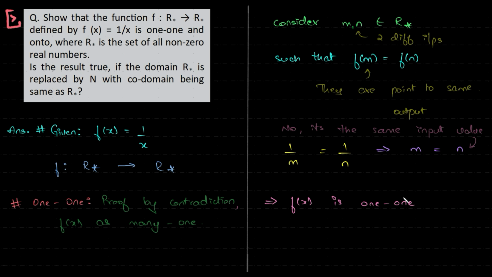Okay, so f of x is 1 to 1. Now we have to talk about onto. How do you prove onto? The funda over here is that we need an expression for x. What does that mean? We need to express x in terms of m or anything else.